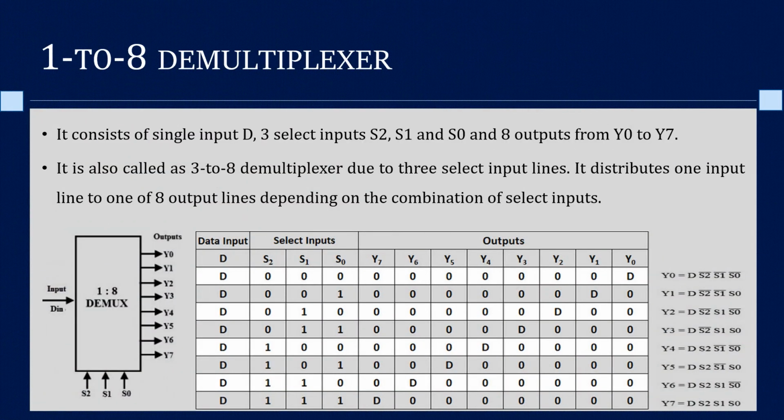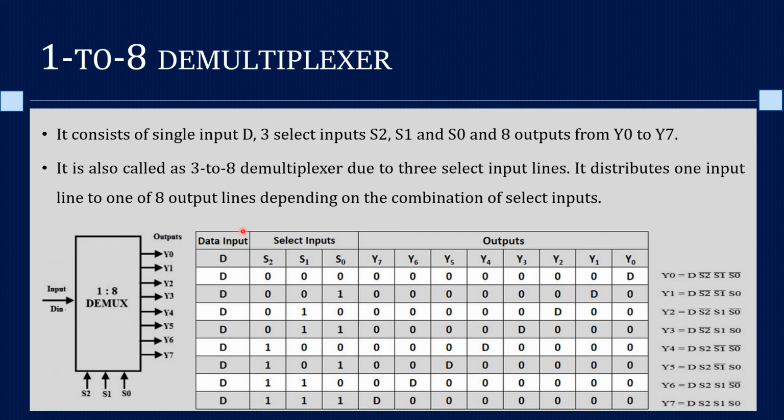Let's look into the 1 to 8 demultiplexer. It works very similar to the 1 to 4. The only difference is that we'll be having 8 different output lines. Since we are having 8 different output lines, 3 different select lines are required. So it is also called a 3 to 8 demultiplexer because it consists of 3 select lines and 8 output lines. It distributes one input line to one of the 8 output lines depending upon the value of the selection lines. Now let's look into the truth table.